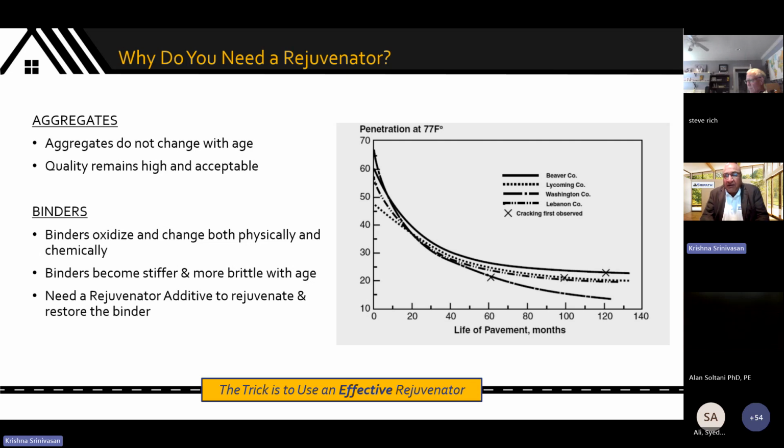What changes is the binder. The binder in the RAP or the binder on the roadway continues to oxidize. It changes physically, it changes chemically, it becomes more stiff, becomes more brittle, and you need a rejuvenator to restore the physical properties of the binder.